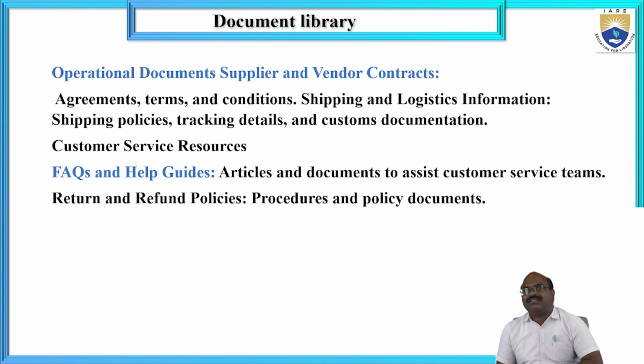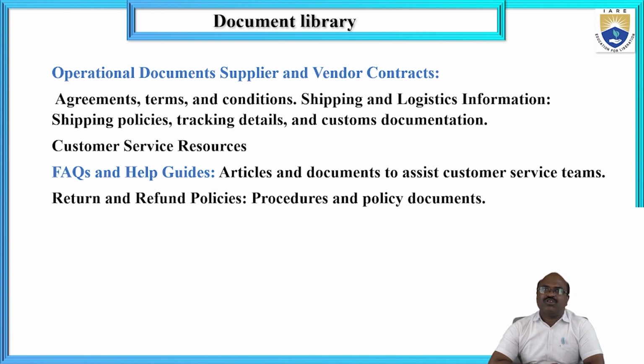Then going to the other important thing, called customer service resources. What are customer service resources? They are frequently asked questions and help guides, articles and documents to assist the customer service team, and returns and refund policies, procedures and policy documents. Those things come under customer service requirements. So the articles and documents to assist customer service teams, and returns and refund policies and procedures, and the policy documents are also very important from the document library.